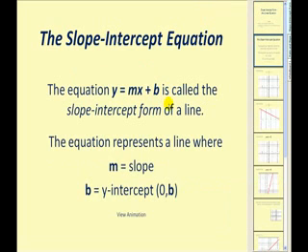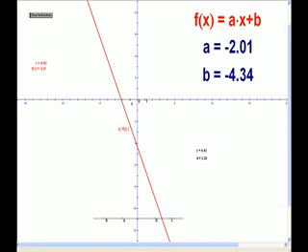The equation y equals mx plus b is called slope-intercept form of a line, where m represents the slope of the line, the coefficient of x, and b, the constant on the end, represents the y-intercept (0, b). If we take a look at this line, it's in the form f of x is equal to ax plus b. So in this example, the a is the slope and the b is the y-intercept.